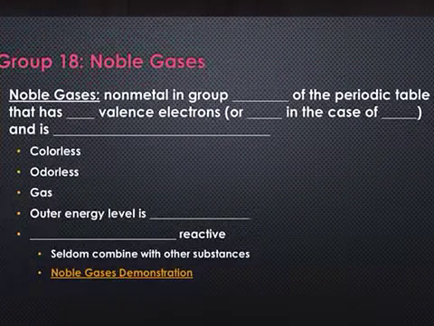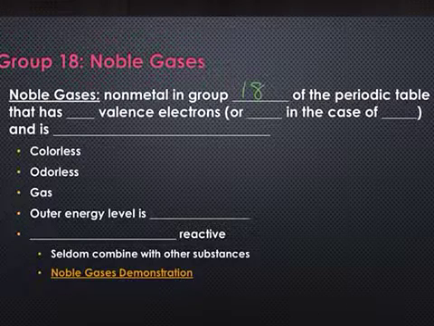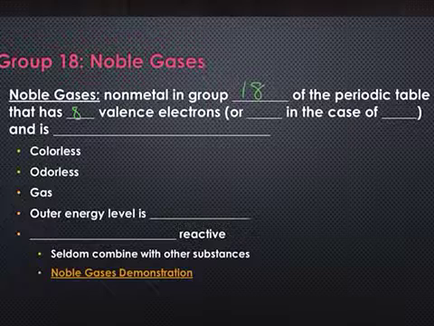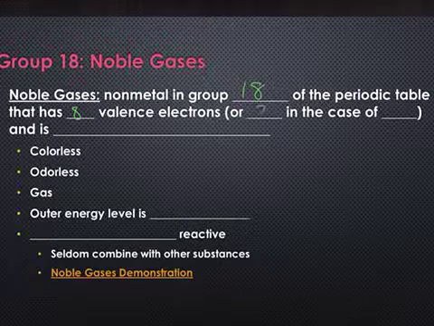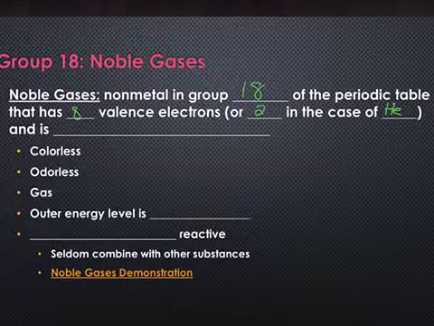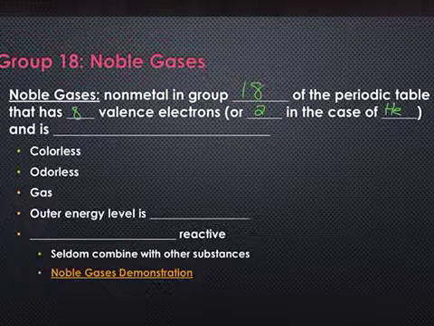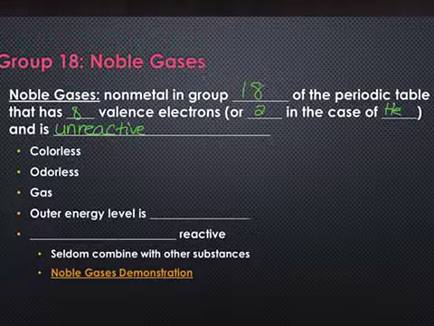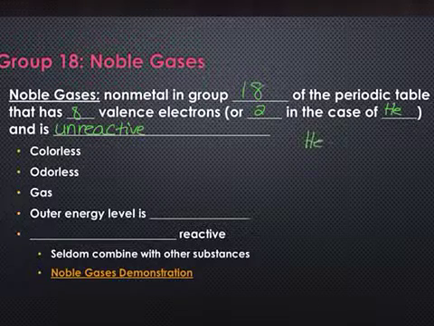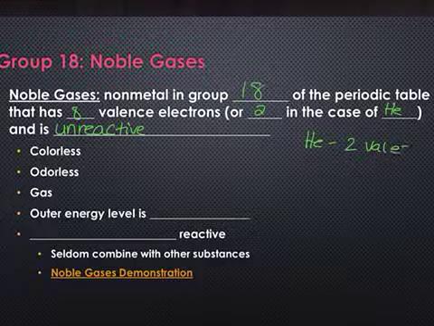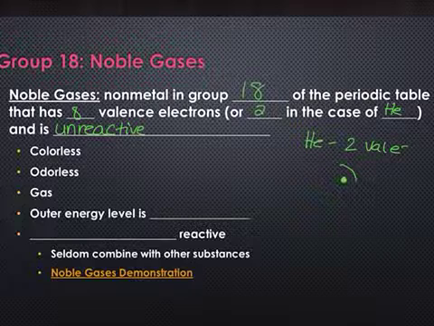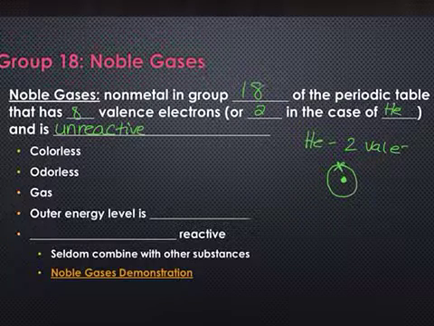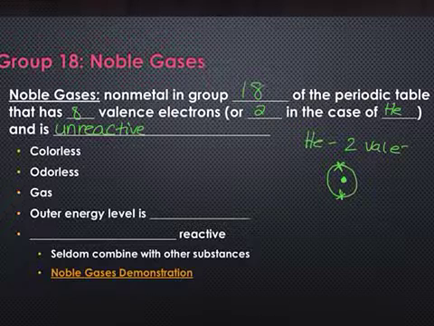The last group, group 18, are called the noble gases, and they have 8 valence electrons. The only exception is helium, which has only 2 valence electrons. These are unreactive because they have a complete outer energy level. So helium has 2 valence electrons, which fills, if this is our nucleus and we have our first energy level, 2 valence electrons fills that first energy level, so that's why it gets grouped with the noble gases.